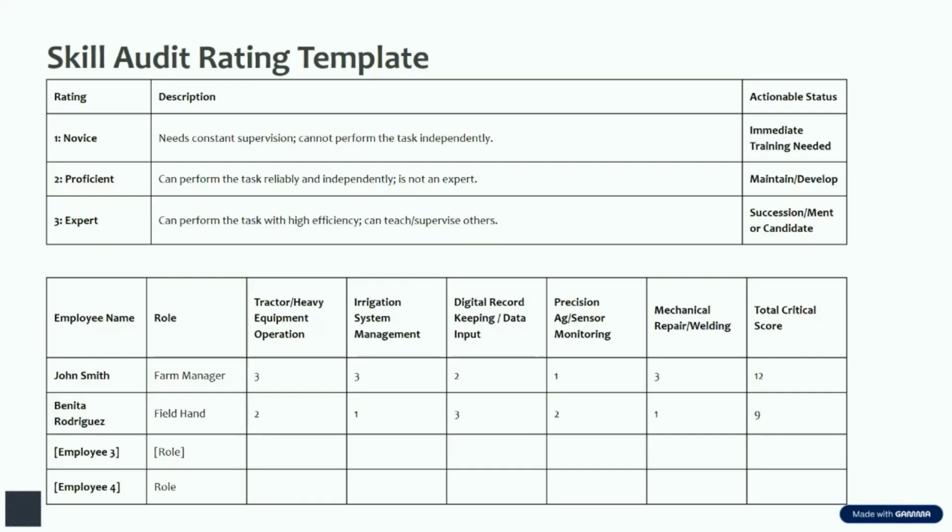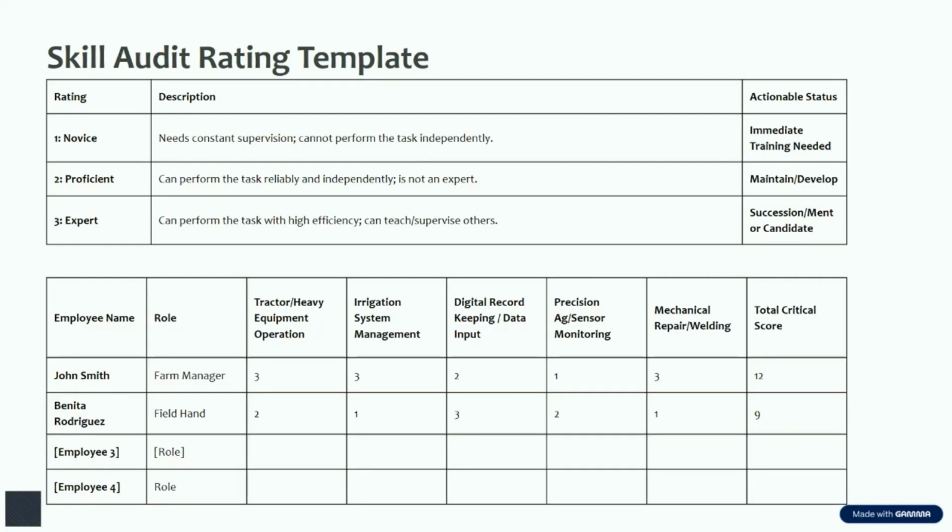What you have to do now as the employer is what? You need immediate training for that person. Anybody we rate 1 for that particular skill, it means the person needs what? Immediate training, because he's a novice to that. Then anybody we rate 2 means is proficient.